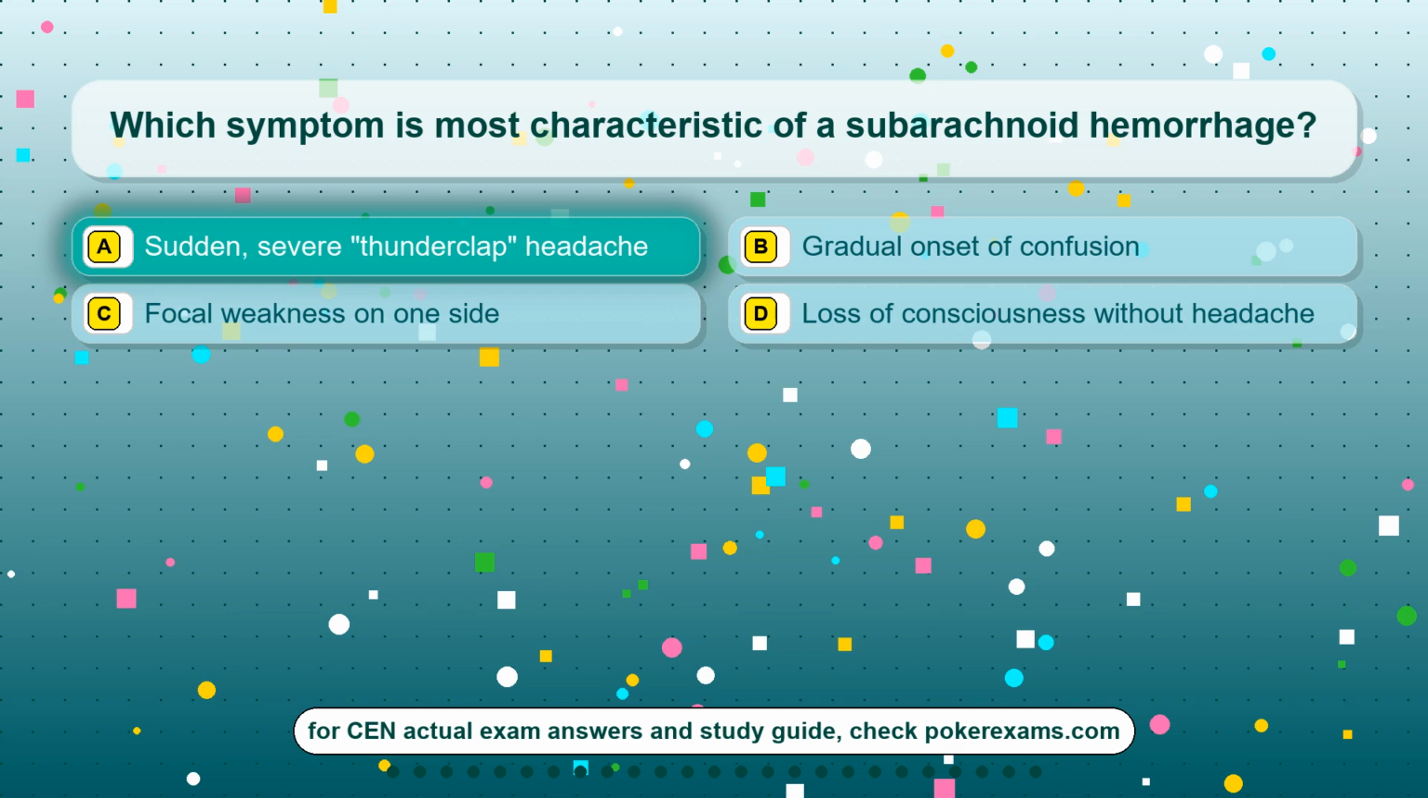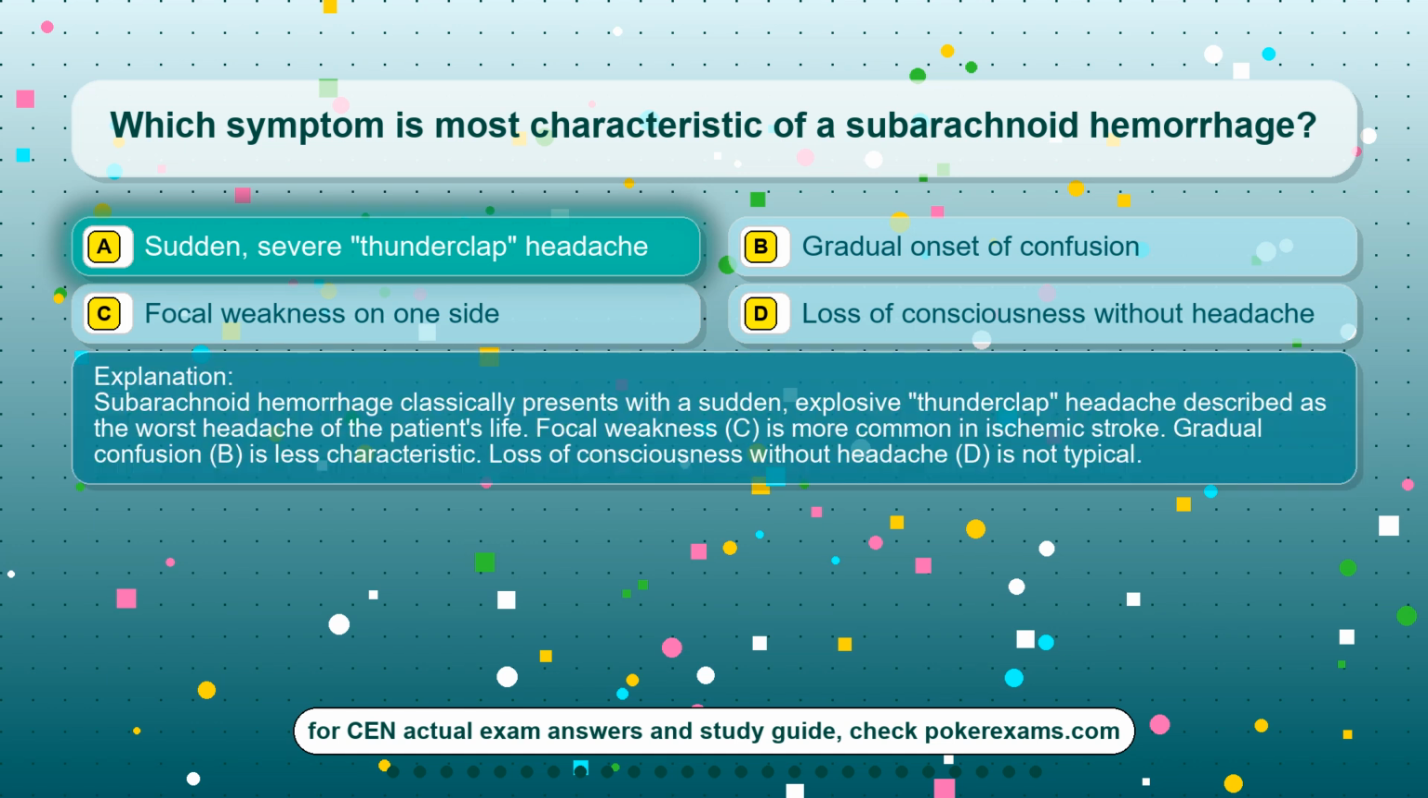The correct answer is option A, sudden, severe thunderclap headache. Subarachnoid hemorrhage classically presents with a sudden, explosive thunderclap headache described as the worst headache of the patient's life. Focal weakness, C, is more common in ischemic stroke. Gradual confusion, B, is less characteristic. Loss of consciousness without headache, D, is not typical.